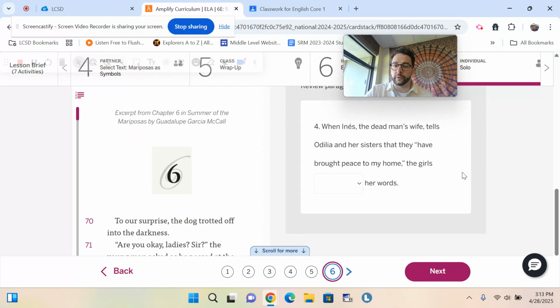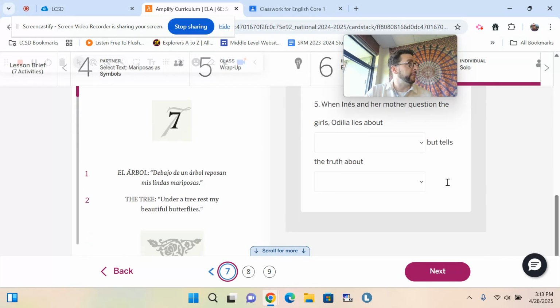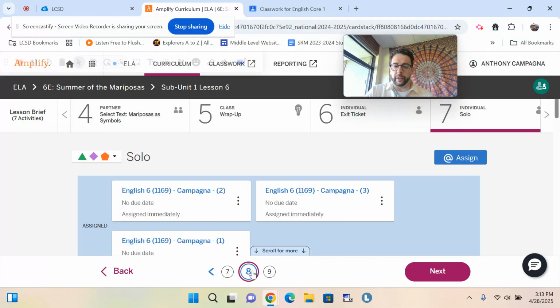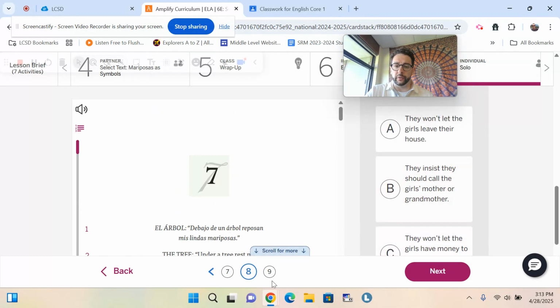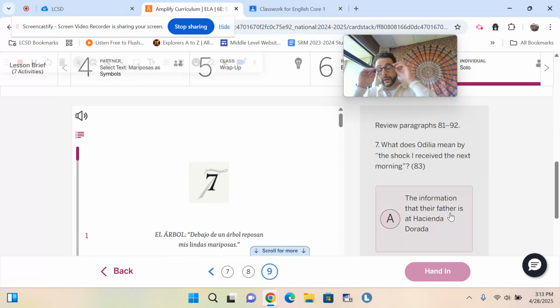Card 6, when a niece, the dead man's wife, tells Odelia and her sisters that they have brought peace to my home, the girls believe or disbelieve her words. That's the very last page of chapter 6. We talked about that in class. Card 7 is just another drop down. Card 8 is multiple choice, and card 9 is multiple choice. So lucky you guys, there's nothing that you have to write.